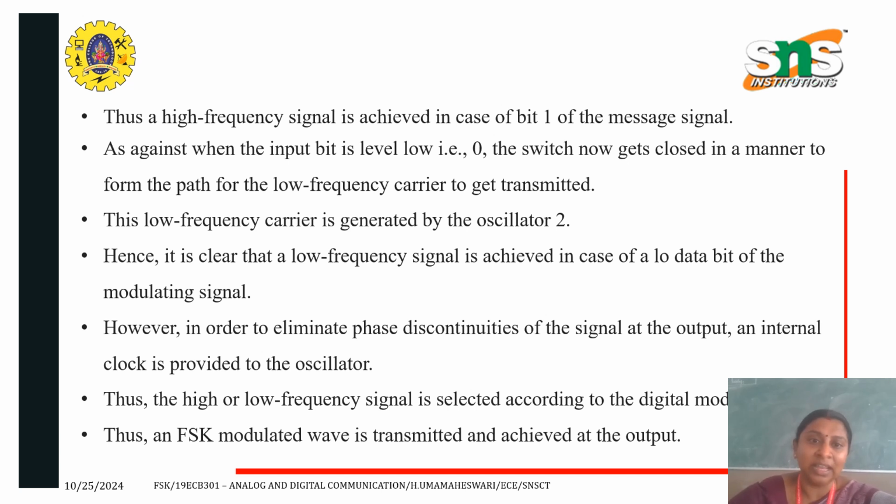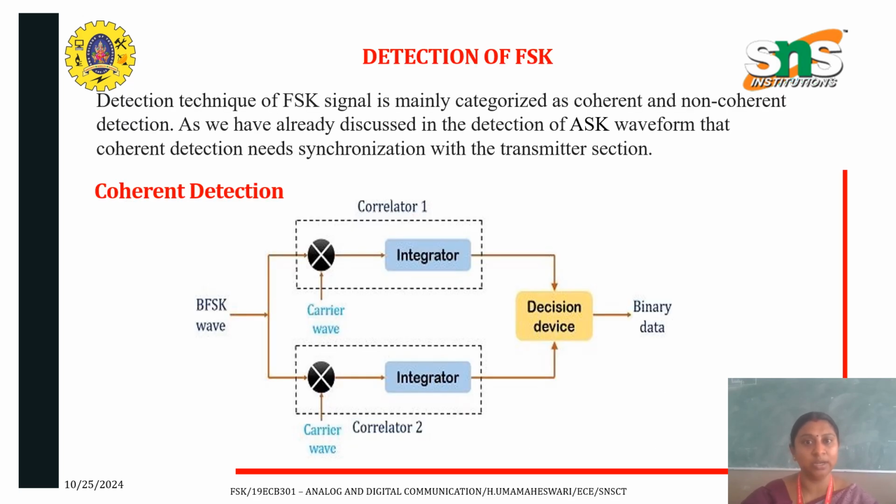As against this, when the input bit is low, the switch now gets closed in a manner that forms the path for the low frequency carrier to get transmitted. This low frequency carrier is generated by oscillator 2. Hence, it is clear that the low frequency signal is achieved in case of a low data bit of the modulating signal. Thus, the high or low frequency signal is selected according to the digital modulation scheme. Thus, the FSK modulated wave is transmitted and achieved at the output.